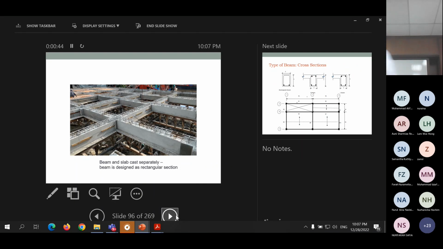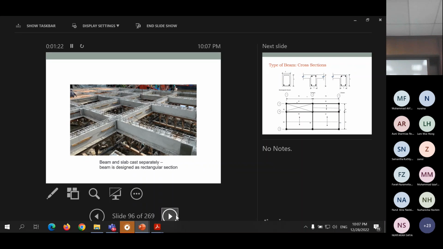Now, here is part of the construction process. Here the beam is cast first. Then after that, only the formwork of the slab is constructed. Then only you cast the slab. So in this case, beam and slab are cast separately. If this is the case, then it's better to design the beam as a rectangular beam because the beam and the slab are not cast together.